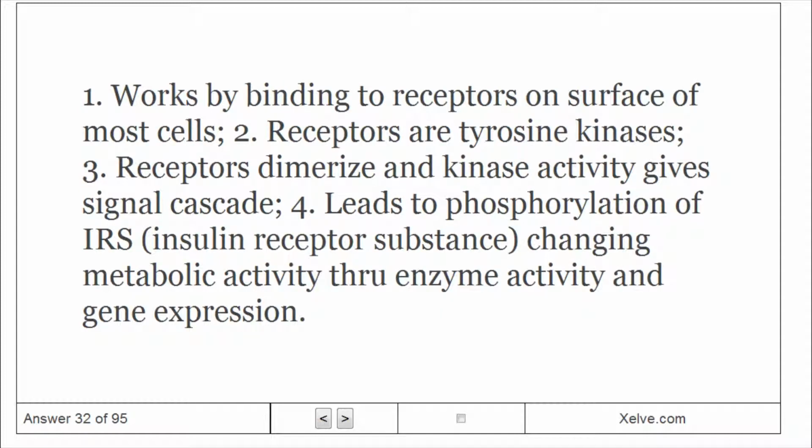Describe specifically what insulin does on the effects of metabolism. 1. Works by binding to receptors on the surface of most cells. 2. Receptors are tyrosine kinases. 3. Receptors dimerize and kinase activity gives a signal cascade. 4. Leads to phosphorylation of IRS, changing metabolic activity through enzyme activity and gene expression.